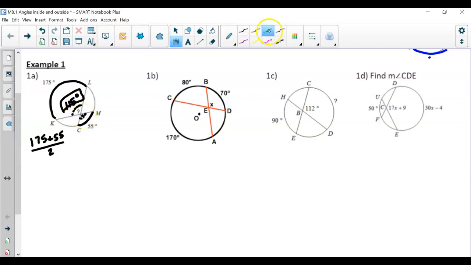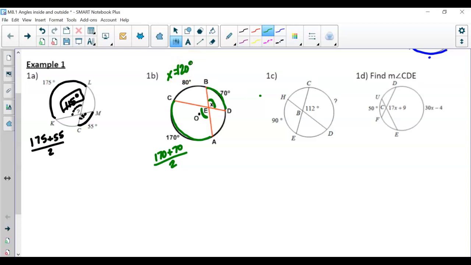Then here, if we're looking for X, what are we going to add together? 70 and 170. We're going to use the vertical angles. So then here, we're going to add 170 plus 70 and then divide by 2. So this angle measure, or X, is equal to, I'm sorry, yes, 120 degrees.